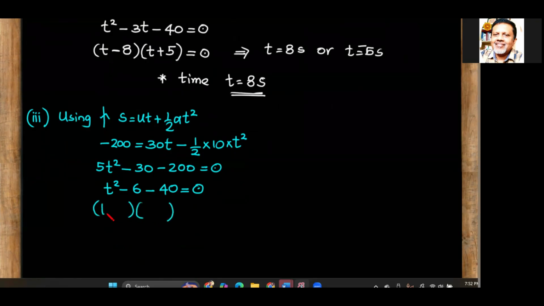And see, t and t should be here. So if you multiply 4 by 10, we will get 40. And to get the minus 6, this should be minus and this should be plus, is equal to 0. And from this, actually, we have two answers. T equal minus 4 second, not acceptable as before because it is negative. Or t is equal to 10 second.